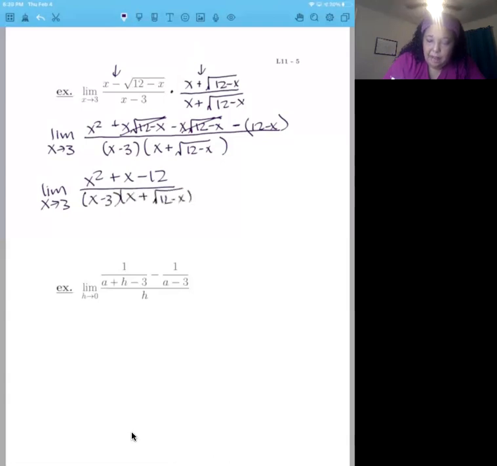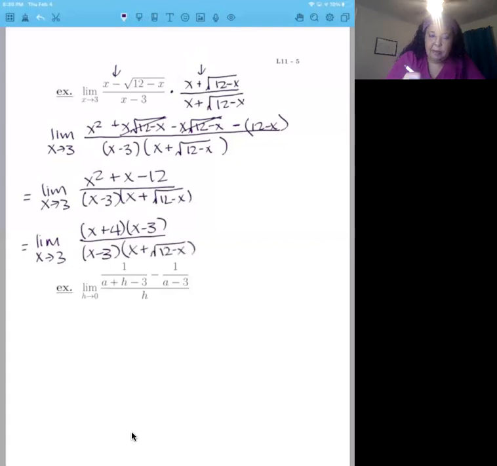Now I can factor the numerator. So I have x plus 4, x minus 3. And there you see that we have that factor of x minus 3 in both the top and the denominator. Had we multiplied out the denominator, we possibly would not have seen that factor. So I'm going to cancel those.